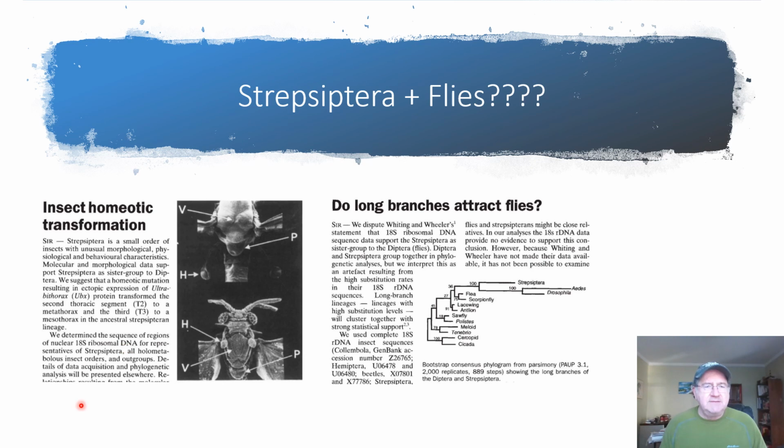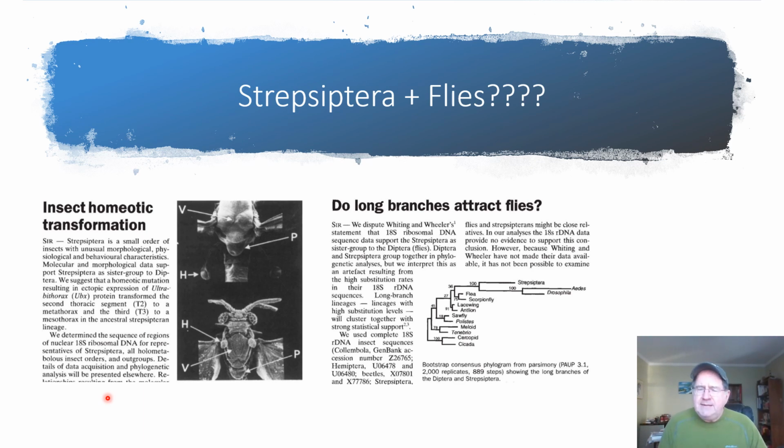But their analysis suggested that when they analyzed their data from 18S ribosomal DNA, it told them that the Strepsiptera should be grouped not with the Coleoptera, but with the true flies. Well, true flies, the Diptera, do rely upon a single pair of wings for flight. Unfortunately, it's not the hind wings, it's the forewings.